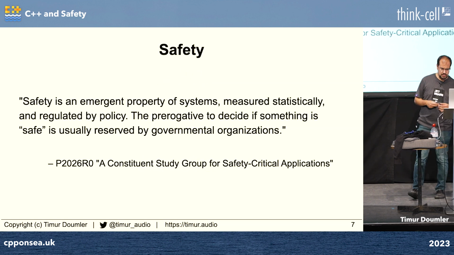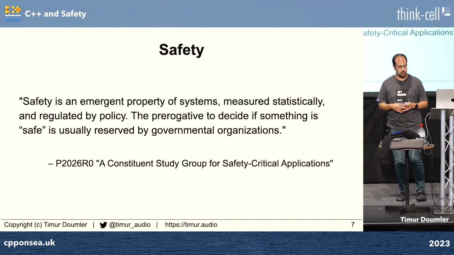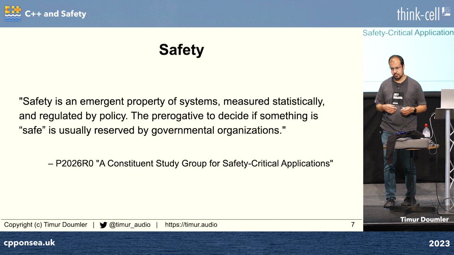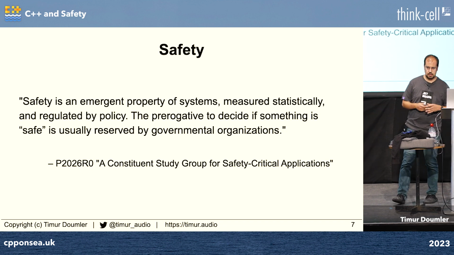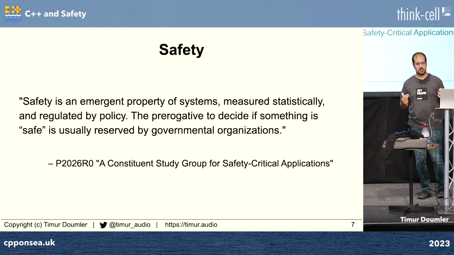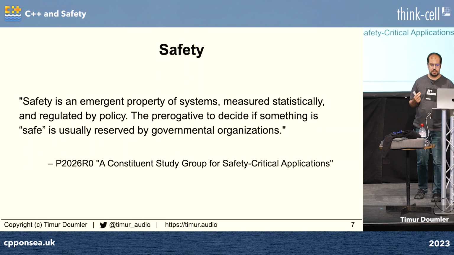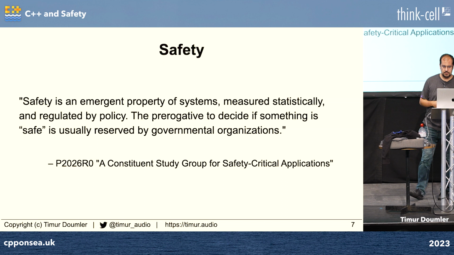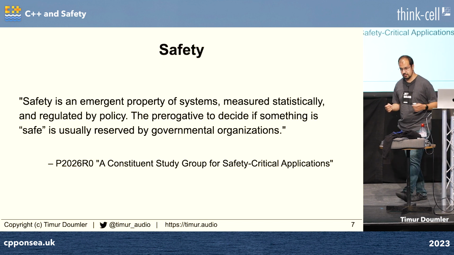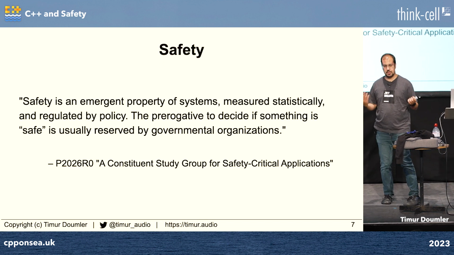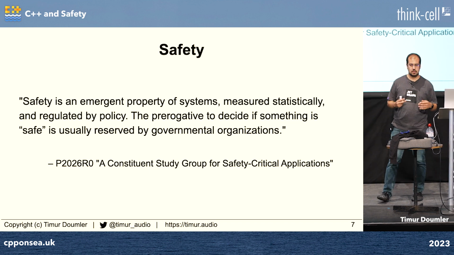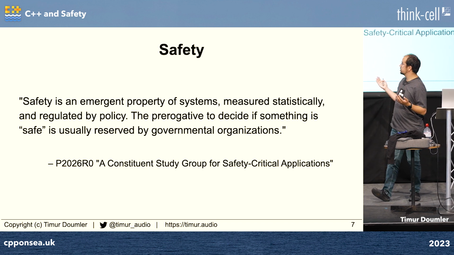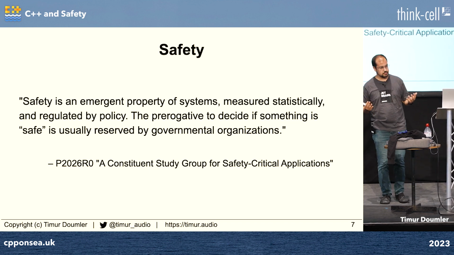So there's a paper from a bunch of people on the C++ committee about safety, and they offered this definition of safety. Safety is an emergent property of systems, measured statistically and regulated by policy. The prerogative to decide if something is safe is usually reserved to governmental organizations. So that might be a useful definition. It is defining safety as a property of a system.